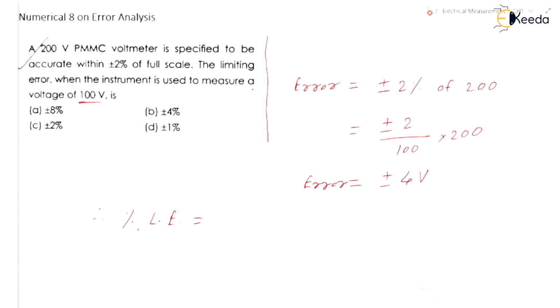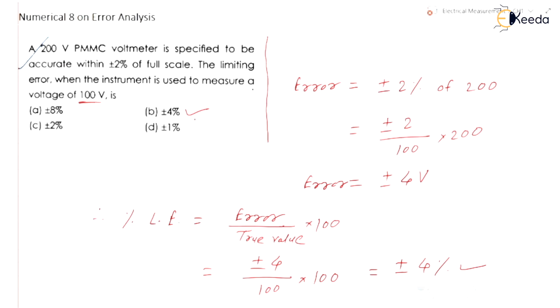So percentage limiting error is equal to this error divided by true value into 100. So it is equal to plus or minus 4 divided by the true value, 100, into 100. So can we say that it is equal to plus or minus 4%? Yes, it is equal to plus or minus 4%. Okay, so the final answer is option B.